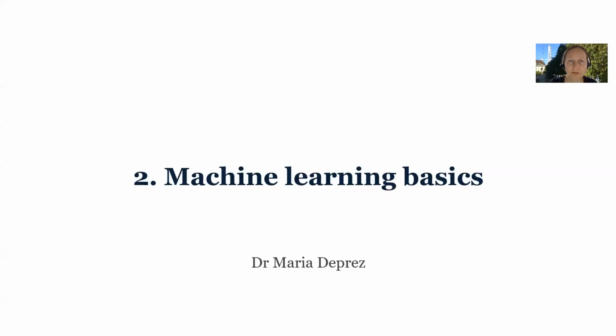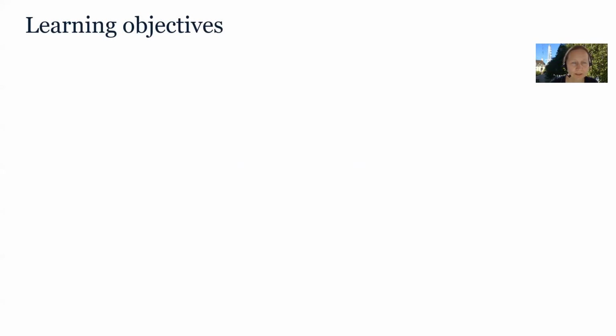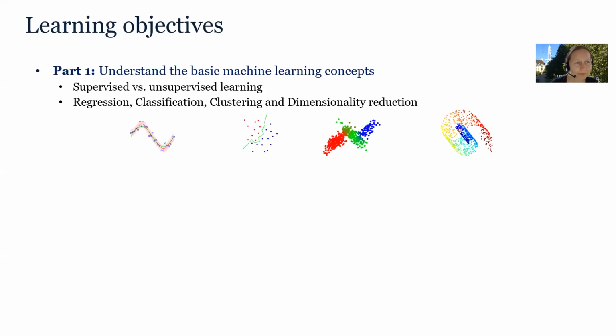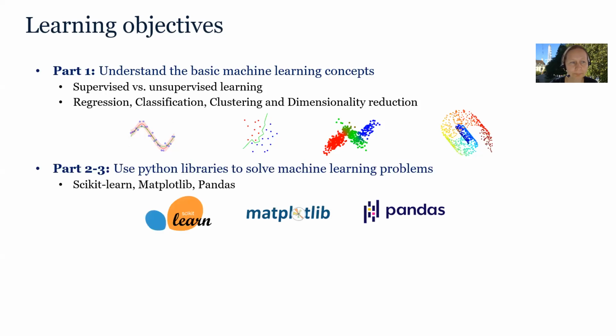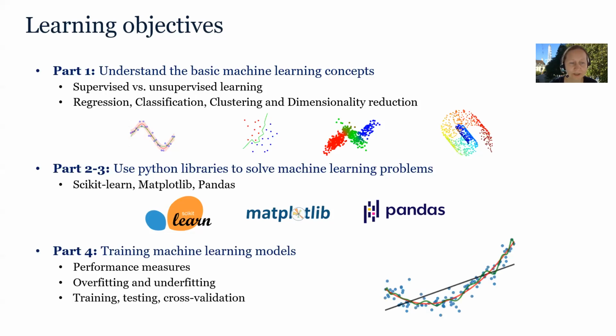Welcome to the second week of Machine Learning module. Today we will talk about machine learning basics. The lecture is split into 4 parts. In the first part, we will talk about the basic machine learning concepts, such as supervised or unsupervised learning. In the second and third part, we will learn how to use Python libraries to solve machine learning problems, in particular scikit-learn. And in the final part, we will learn how to train machine learning models and how to evaluate them.